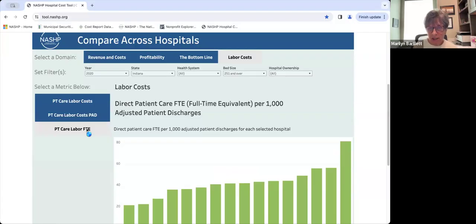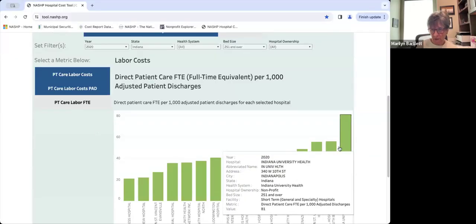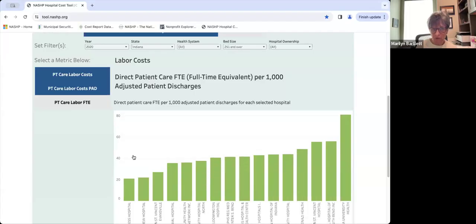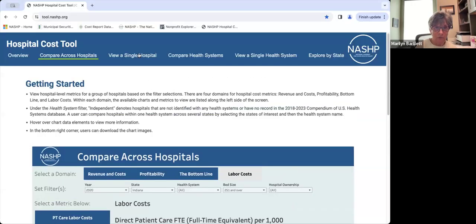And this is direct patient care FTEs. How many people? And this direct patient care is salaried and hospital staff, as well as contracted staff. So you can see the direct patient care FTE per 1,000 adjusted patient discharges. So really the number of people per discharge.